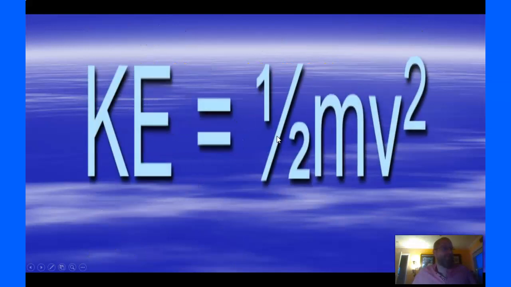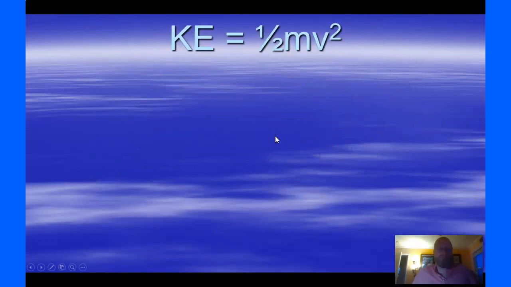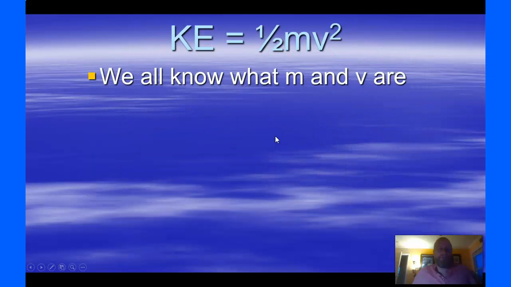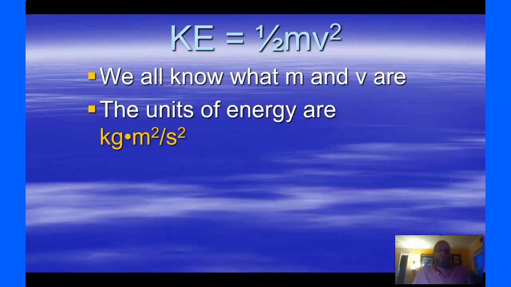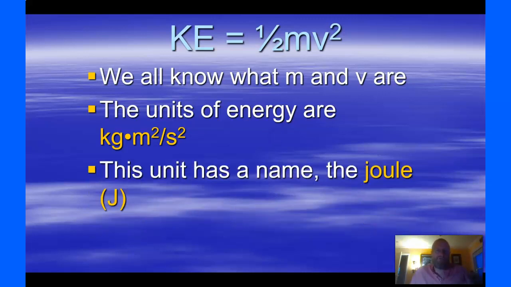Now, let's look at that equation again. Ooh, got big. There we go. You know what M and V are, mass and velocity, measured in kilograms and meters per second. Sorry, cat's making noises. Alright, the units of energy are kilograms times meters squared over second squared, because the velocity is squared. That unit has a name, and we've called it the joule, named after some dead guy.